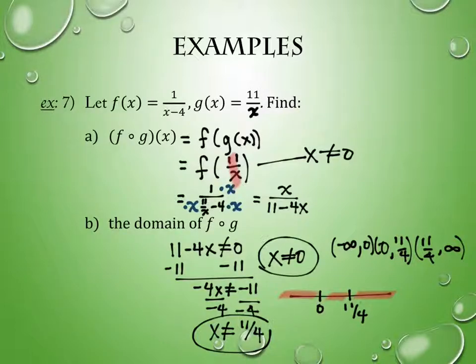If you want to change 11 over 4 to a decimal, you could. It's 2.75. If you really wanted to do it as a mixed number, you could. It's 2 3/4. Any of those would be okay.